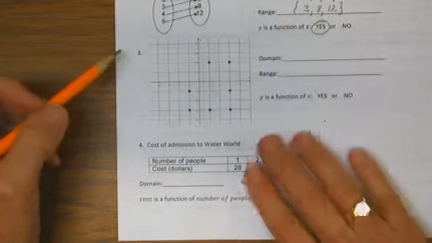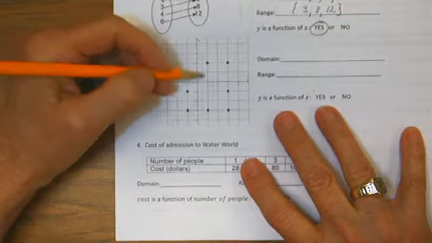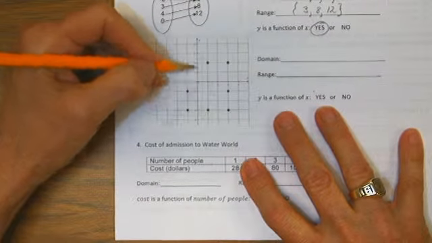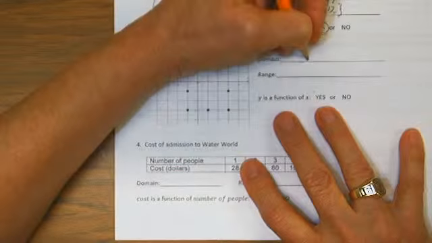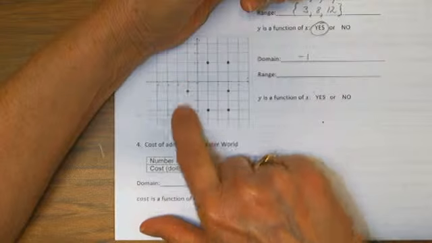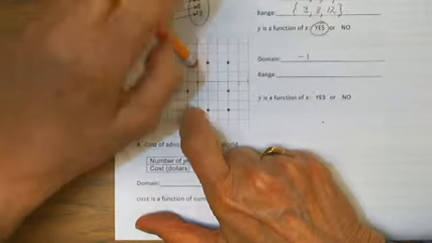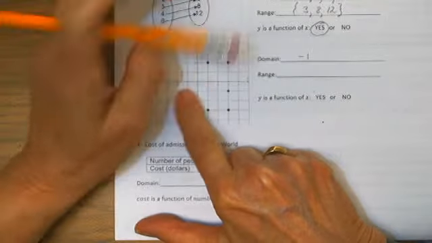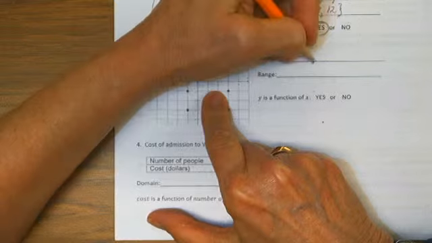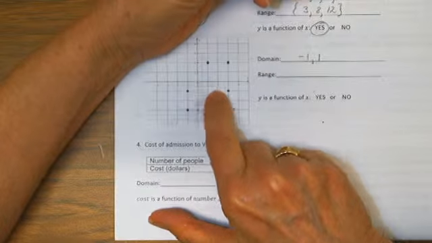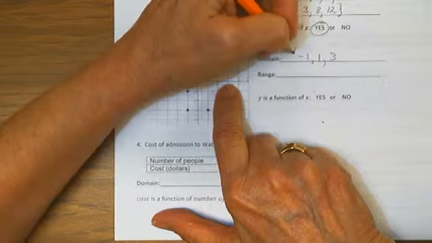Problem 3. My domain, all possible x values. Here is 0, 0. My smallest x value is -1. My next x value is +1. My final x value is +3.